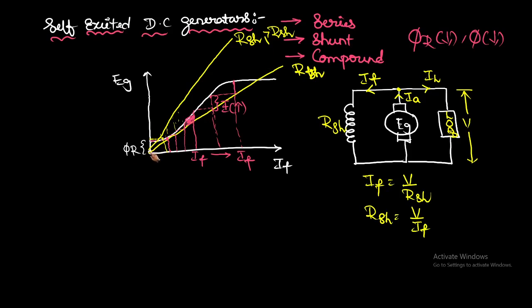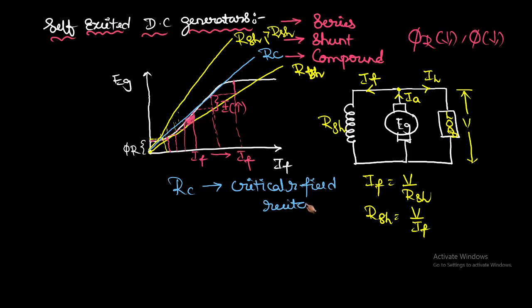What is the maximum value you can consider for this? You have to take a tangent to this curve. This is called RC. What is RC here? RC is the critical field resistance. Beyond this, if you increase the field resistance, you are not going to get any EMF. That's why the critical field resistance is very important.